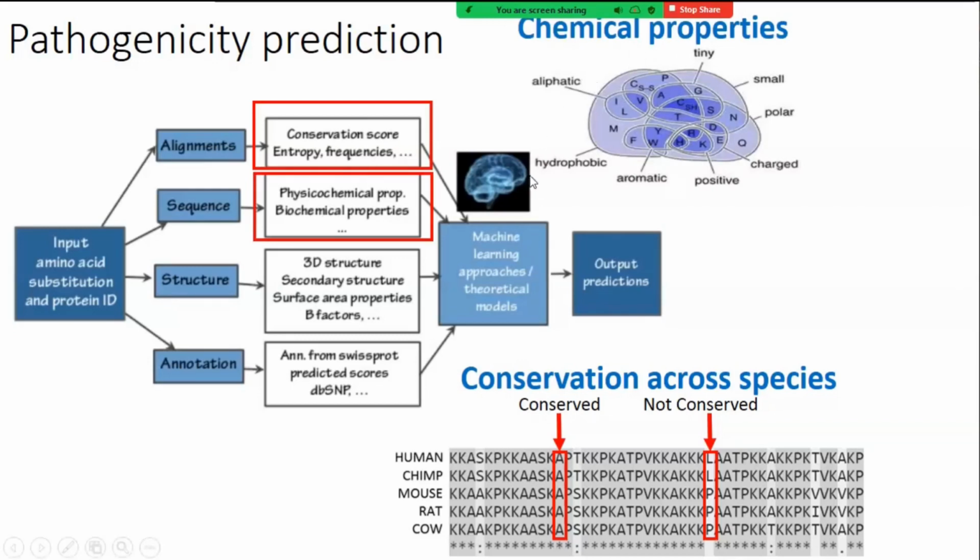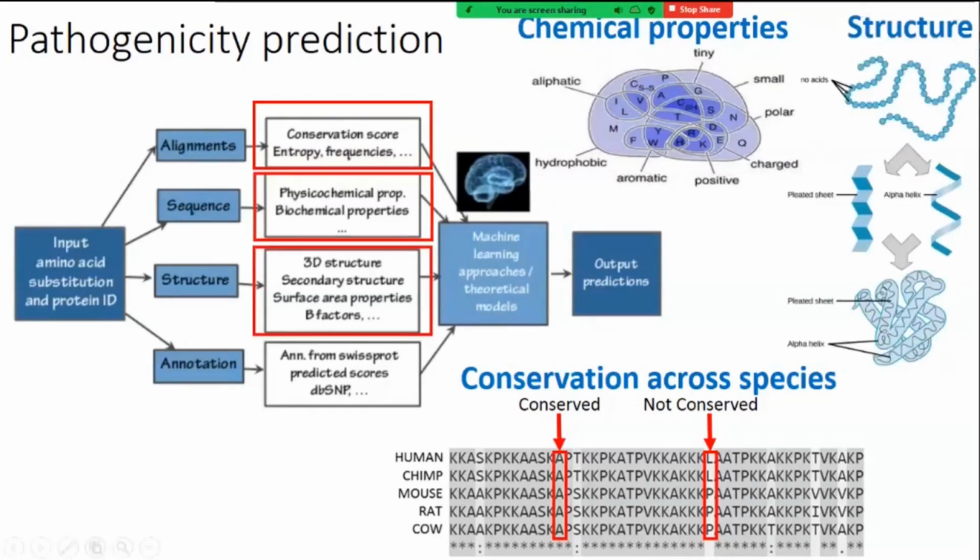Similarly, you look at the biochemical properties. Is a positively charged amino acid getting changed to a negatively charged one? Is a charged amino acid getting changed to a non-charged amino acid? Is a polar amino acid becoming non-polar? Is a small amino acid becoming big? Is an aromatic becoming linear? So these physicochemical and biochemical properties again will be used to see what amino acid change is there.